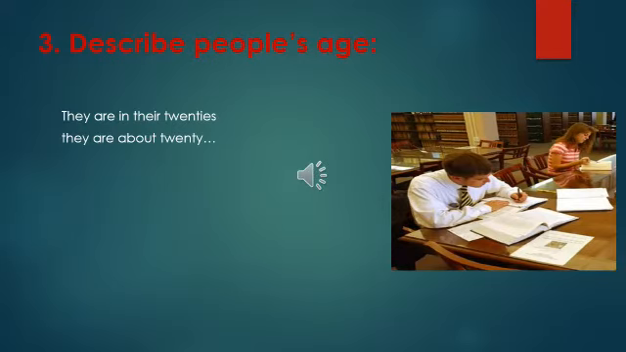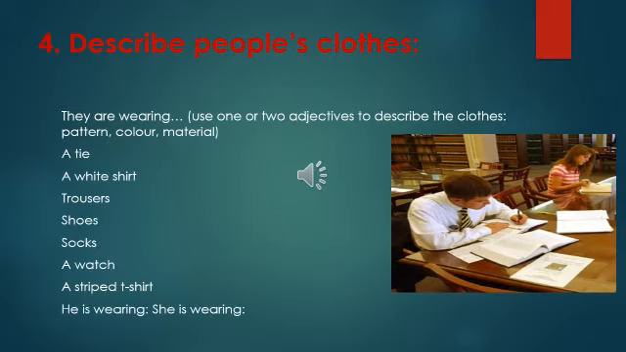Now write about the other important things about the picture. For example, if there are people in the picture, guess and write about their age. After this, describe people's clothes. You may use 2 or more adjectives to describe the clothes, pattern, color, and material, etc.